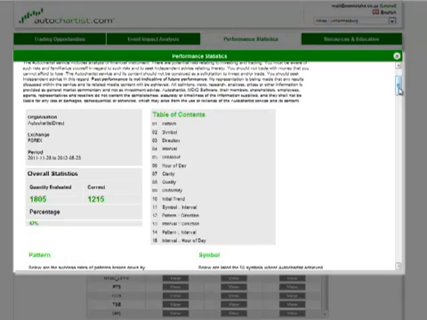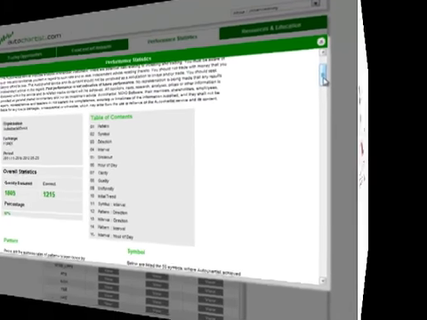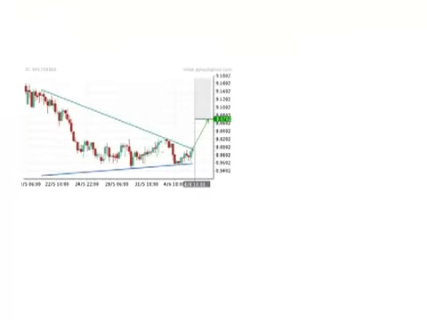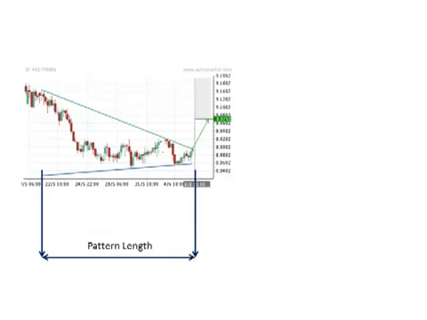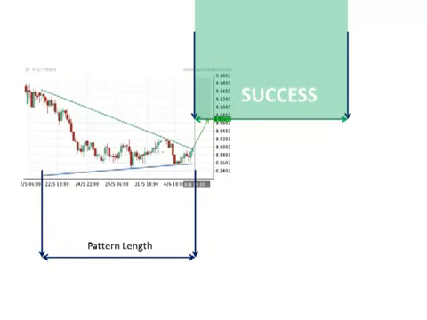The first thing I need to clarify is the definition of success. When do we regard a pattern to have been successful? To illustrate it visually, I have taken a simple completed pattern and measured the pattern length from where it started to where it was identified. Now, if you take this same length and apply it to the target level, this becomes the area of success. If the price goes anywhere inside this green block, we consider the pattern to have been successful.